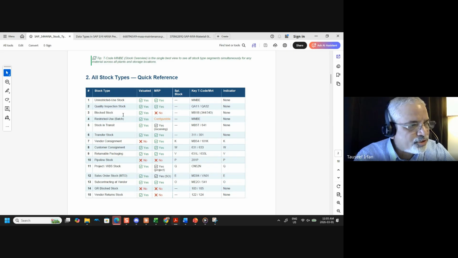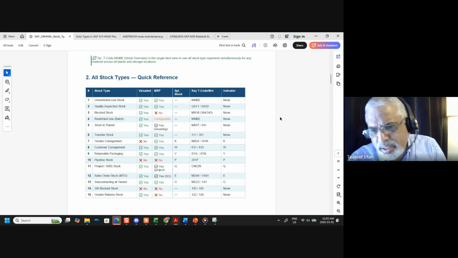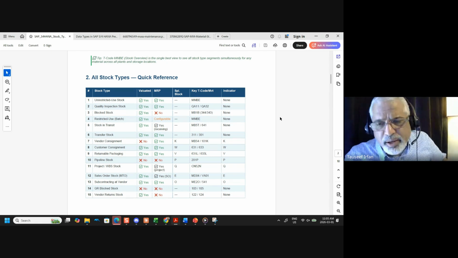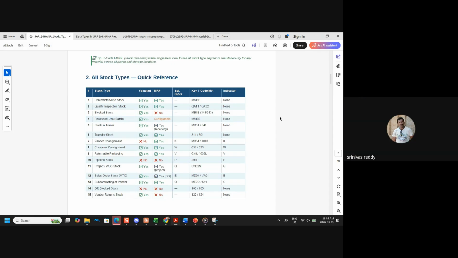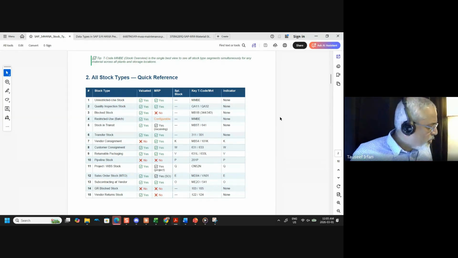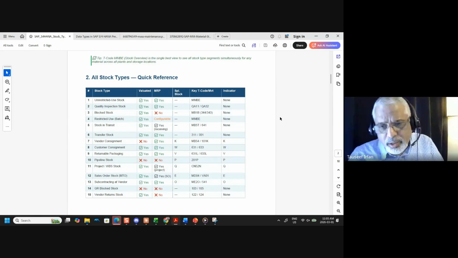Why is blocked stock, Srinivas, not considered in the MRP calculation? Why is it not considered as supply, even though it is sitting in the warehouse physically? Because some damage, something has happened. Exactly. That's why they kept it blocked. So the damage is there. So you define blocked stock.